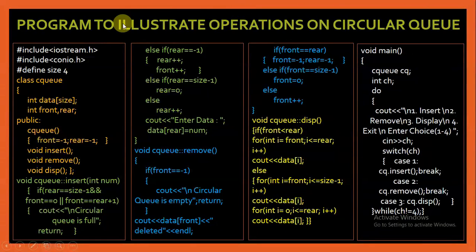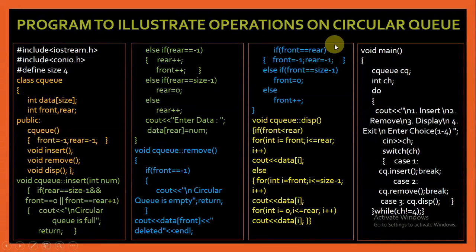Otherwise, if my front is greater than rear, I will use two loops. You can see here, I will first run the loop from front till size - 1 and display the data from front till size - 1, and then I will run another loop from 0 till rear and display the data which is present at these index numbers.